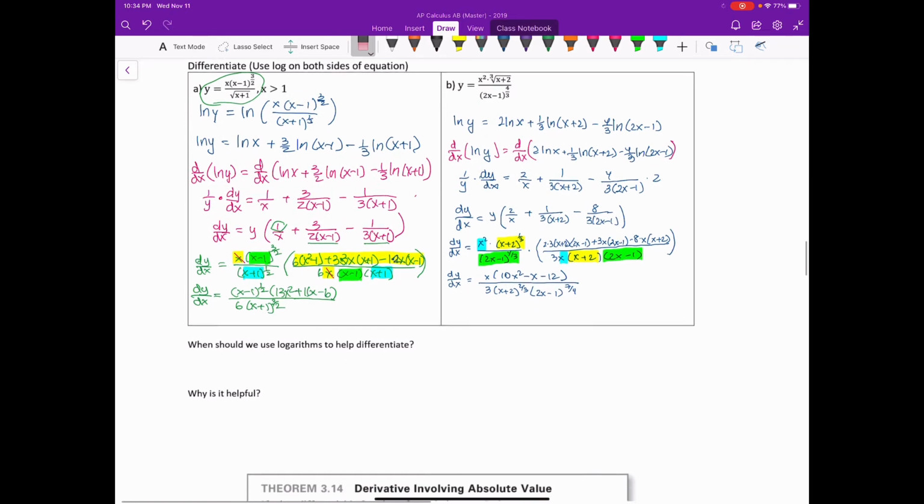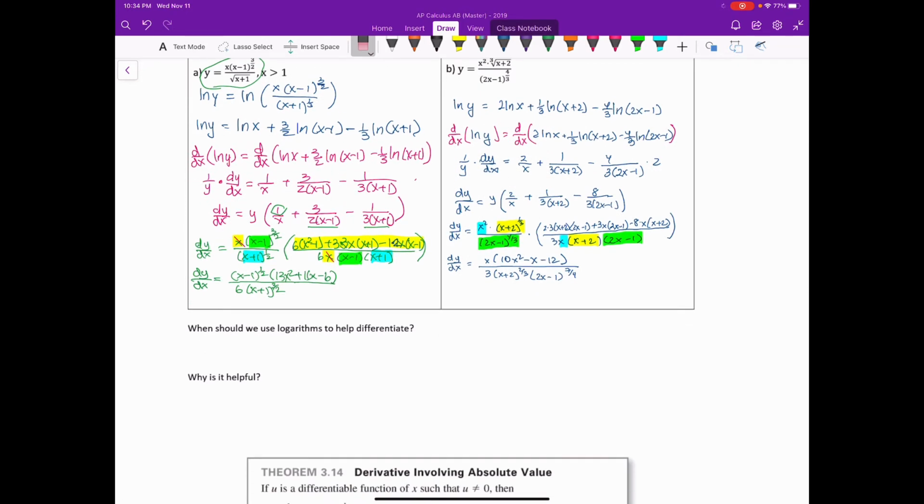And that's what I'm getting for part B. When should you use logarithms to help you differentiate? When you have lots and lots of different operations happening, like if you have to use the product rule with the quotient rule, then it's much easier to use the natural log of both sides.